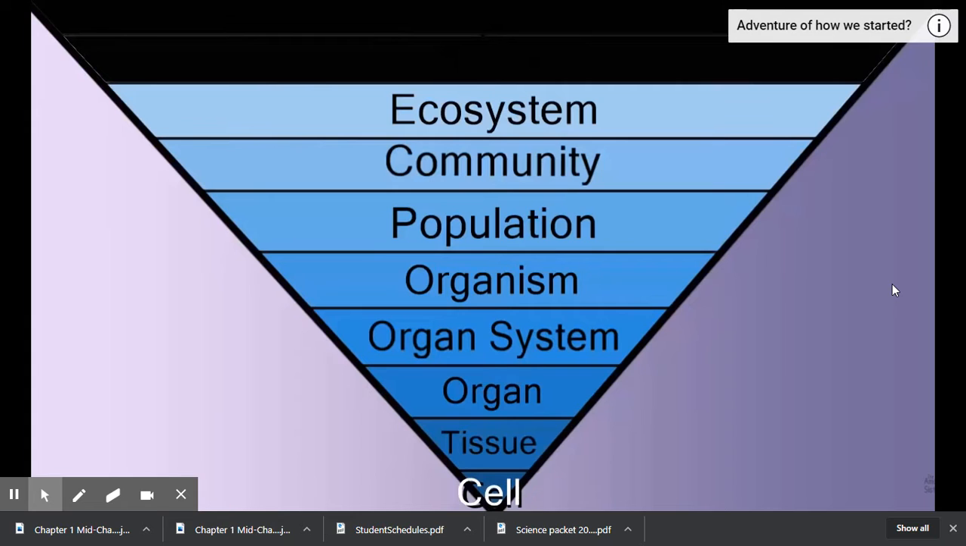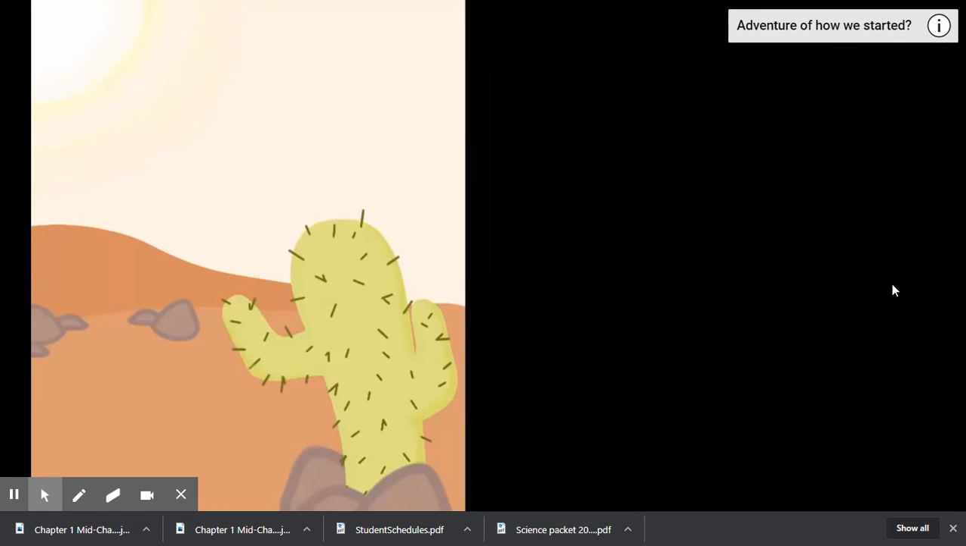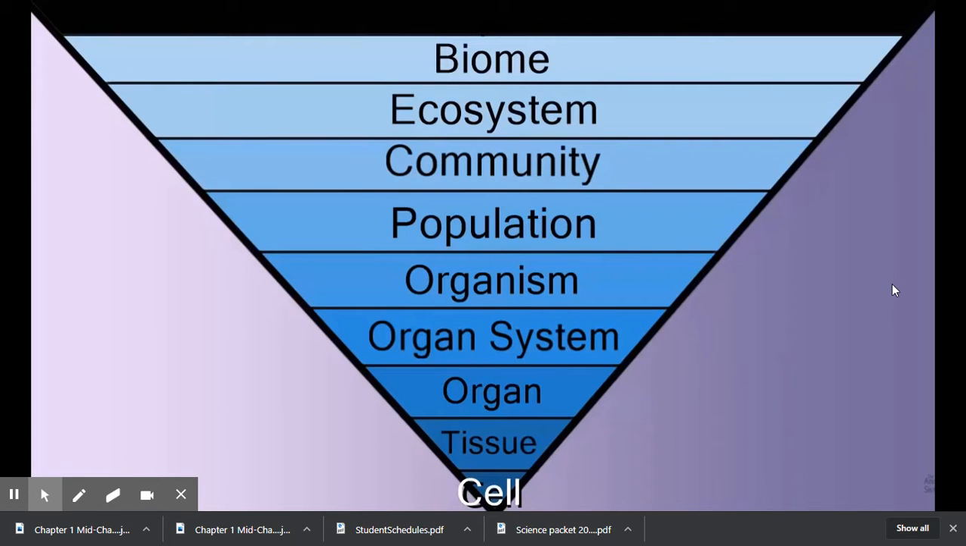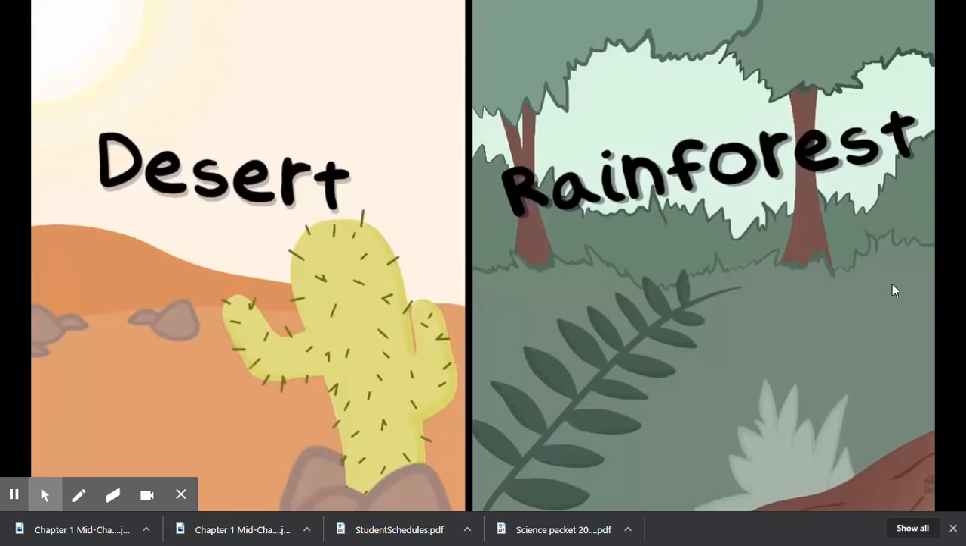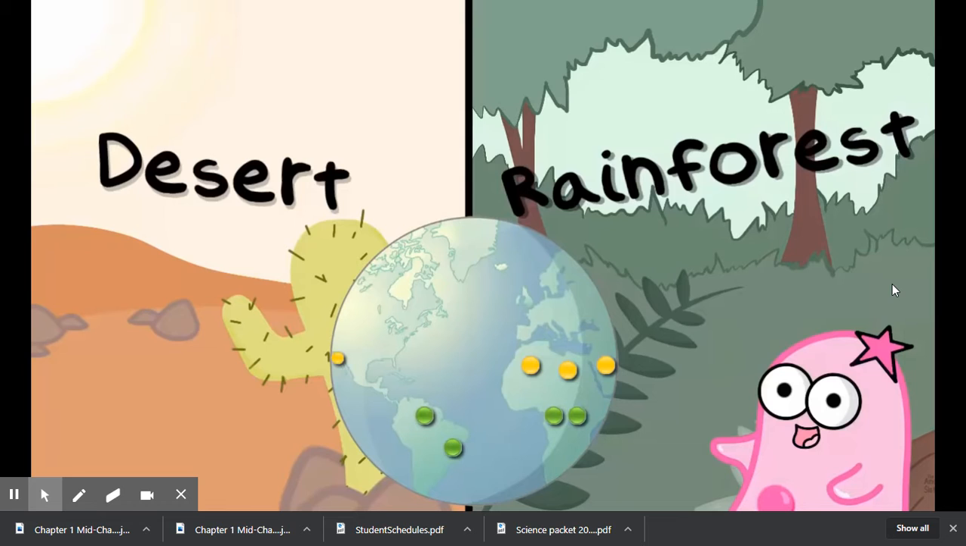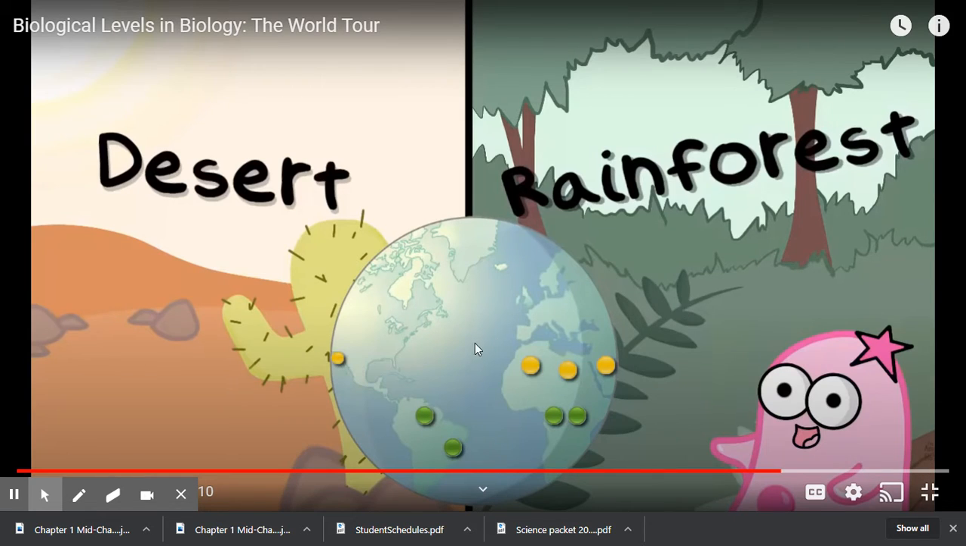Well, it turns out that many ecosystems can be found in different regions on the globe. If talking about this collectively, you are at the level of biome. An example is a desert biome or a rainforest biome. You will find desert ecosystems or rainforest ecosystems in multiple places on the globe. But when talking about a desert biome or a rainforest biome, you are considering all of these ecosystems.